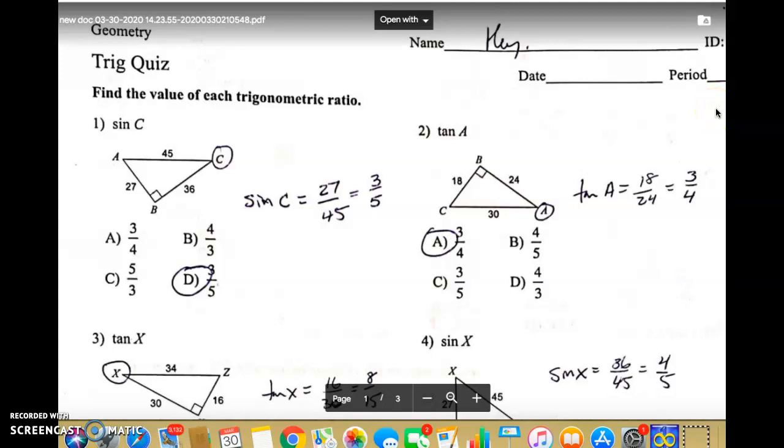All right, so I had a couple requests about going over solutions for the trig quiz, so here we go.